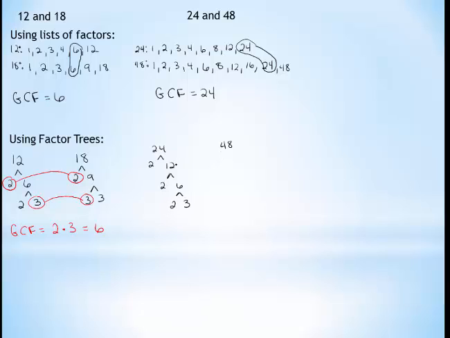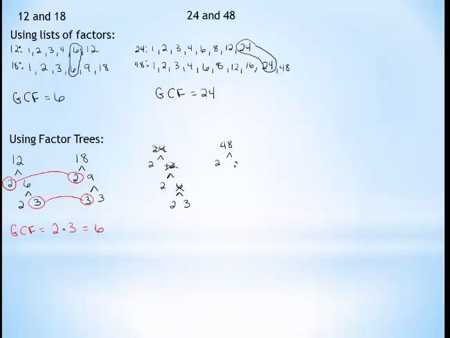So 24 is 2 times 12, 12 is 2 times 6, and 6 is 2 times 3. Now, one thing, when this 12 becomes 2 times 6, it's gone. These are gone now, because the 24 is 2 and 12, the 12 is 2 and 6, and the 6 is 2 and 3.